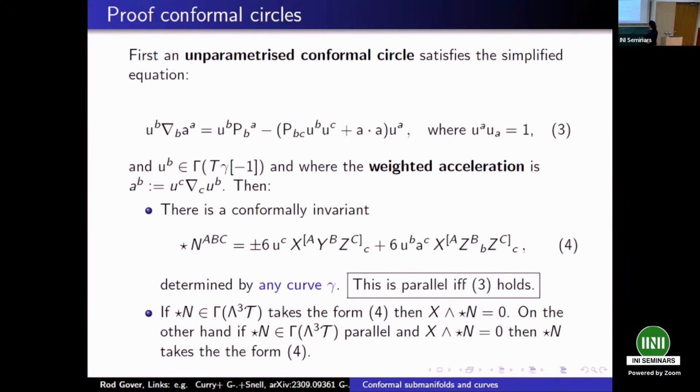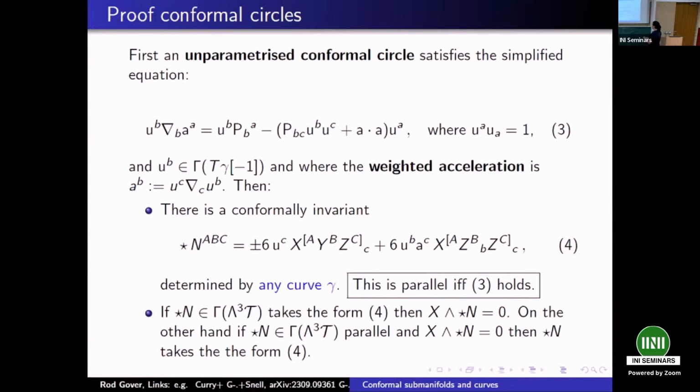Okay, so an unparameterized conformal circle. I gave you the first equation for a conformal circle, which was the formula for a parameterized one, because I wanted to make it look as complicated as possible. It simplifies slightly if you work with unparameterized conformal circles. So then you can use a unit length velocity with a weight. So u is a velocity vector, but it has a weight. If it's contravariant, it has weight -1. So you could think of that as the usual velocity, but divided by its length.